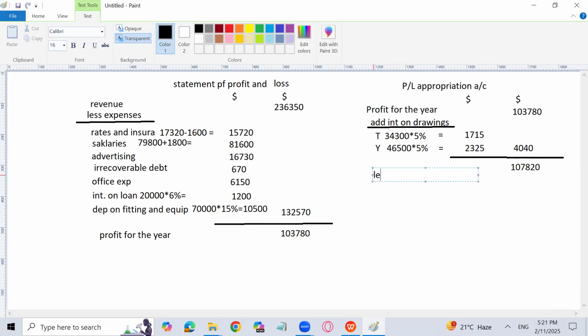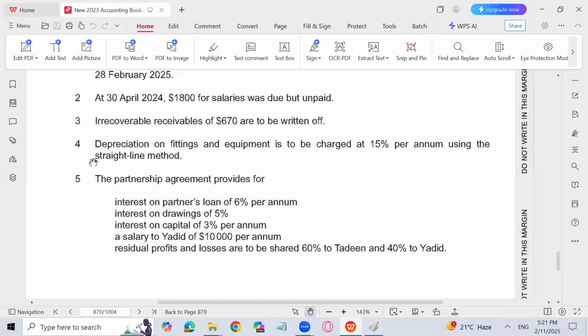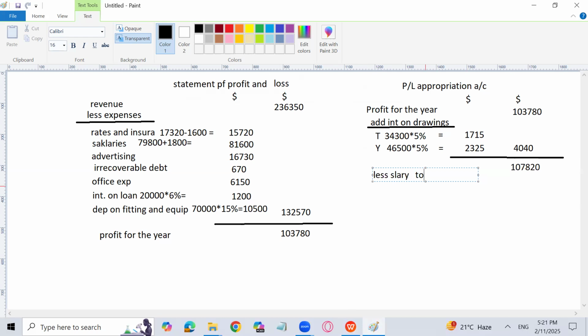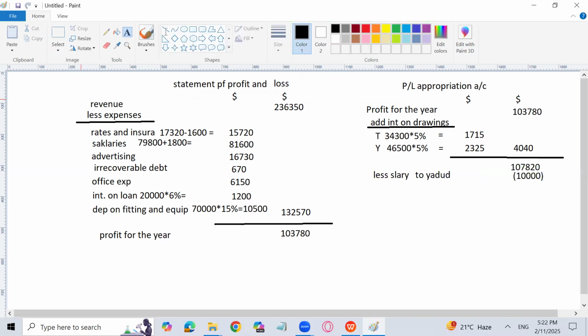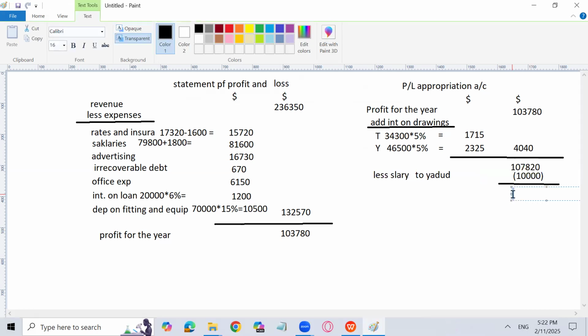107,820. Now I will subtract less salary, which is given to maybe one of the partners. Let's see. Salary is given to Yadid of 10,000 per annum. Here it is written. We can change the pattern, no problem. I mean to say that anything you can write. So that is going to be 10,000. So can you subtract the salary to Yadid which has been paid? Because maybe he is doing some job, some services he is providing to the partnership business. And for that, we are basically paying him the salary. 97,820.